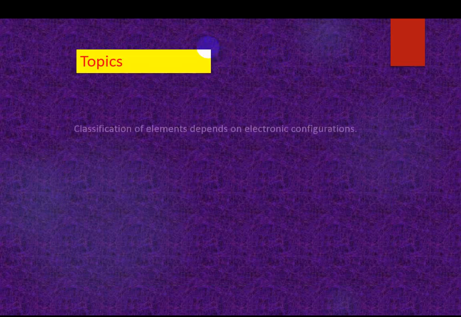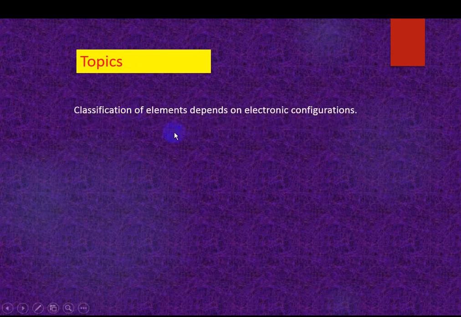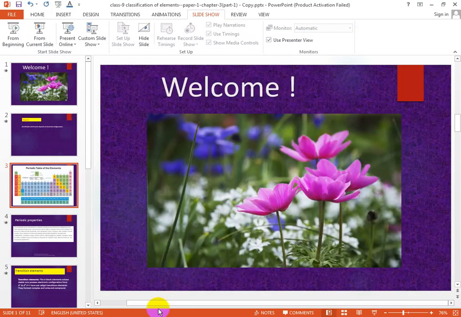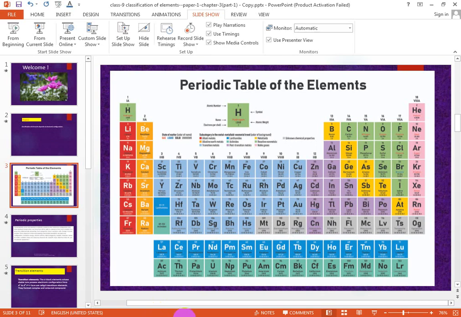The topic is classification of elements depends on electronic configuration. We will classify elements into s block, p block, and d block elements depending on electronic configuration. What is electronic configuration? How can we find the electronic configuration of an element? You know these things.